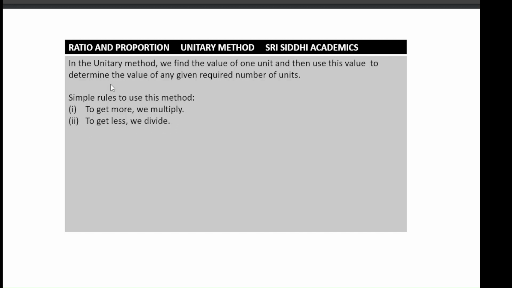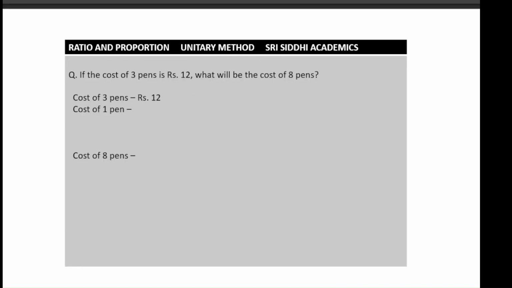Now what does all this mean? Finding the value of one unit and using the value to determine the value of any given required number of units. What does it all mean? Let's understand with an example. So this example says that if the cost of 3 pens is rupees 12, what will be the cost of 8 pens? So what is given to us? Cost of 3 pens is rupees 12. So I have written here the given fact, cost of 3 pens is rupees 12.